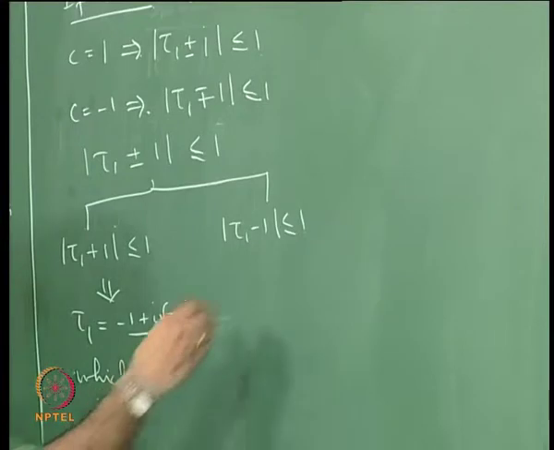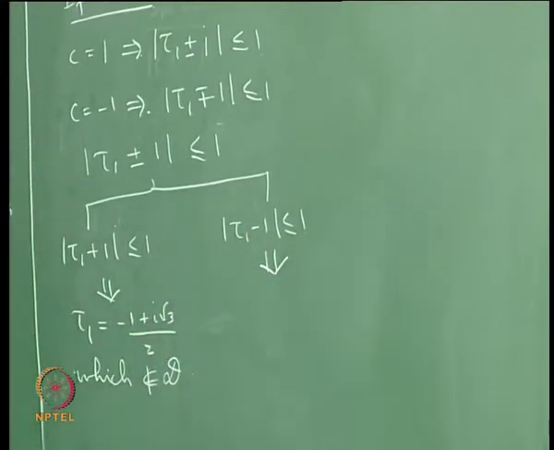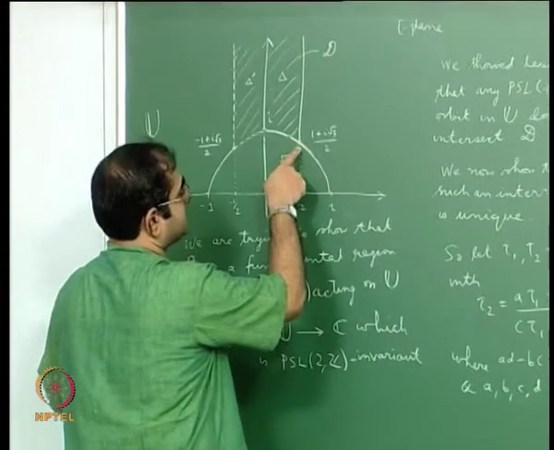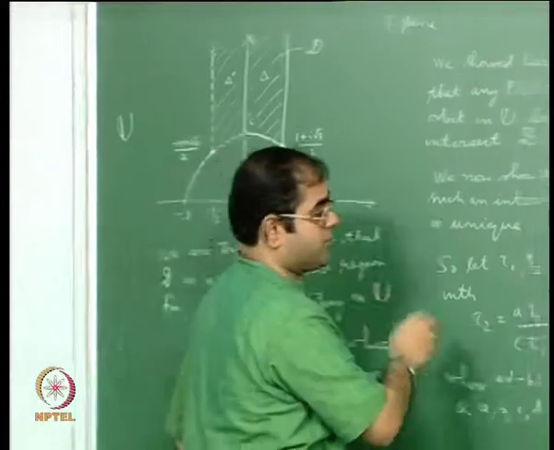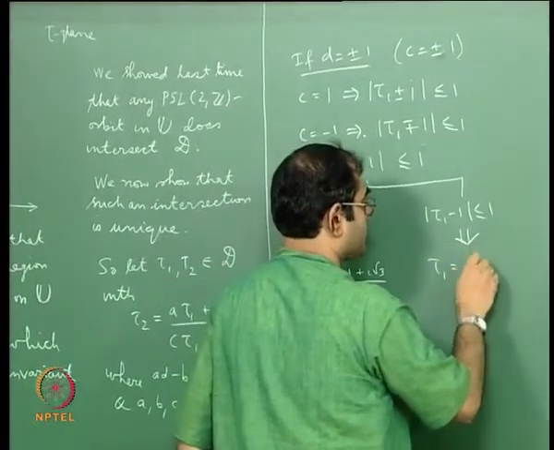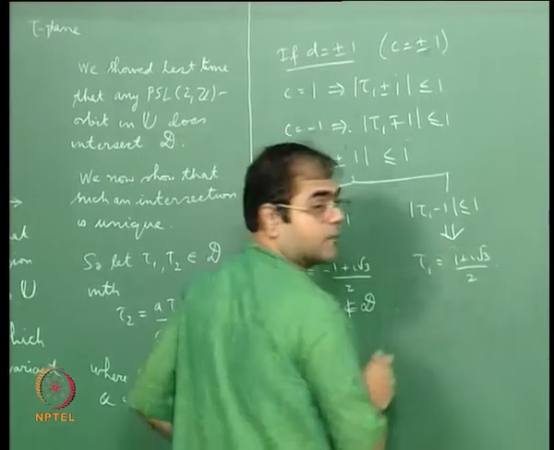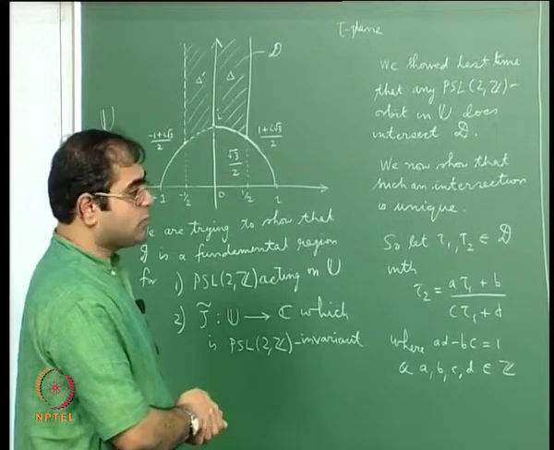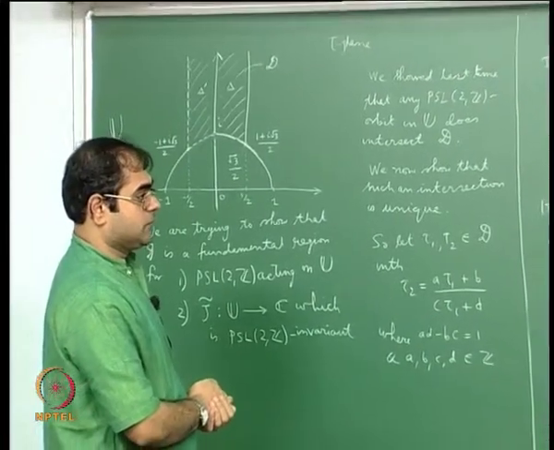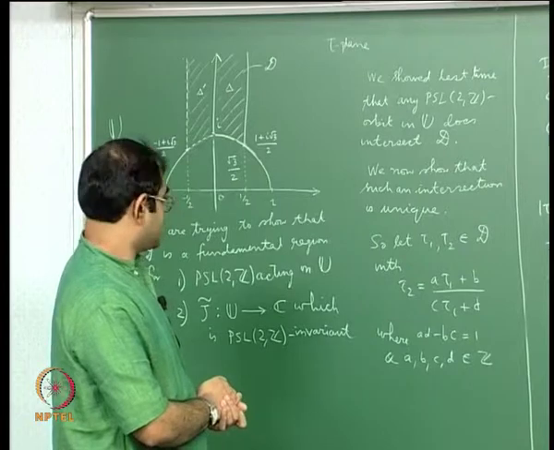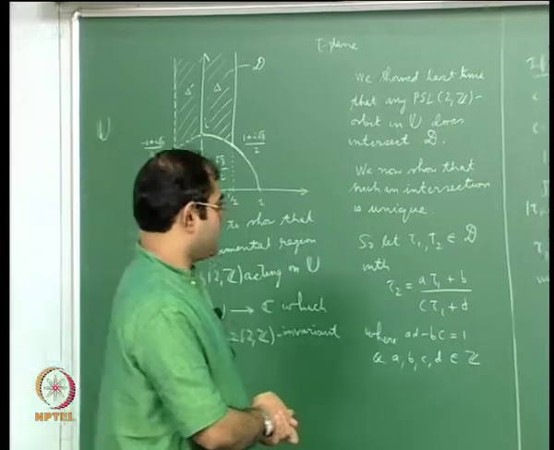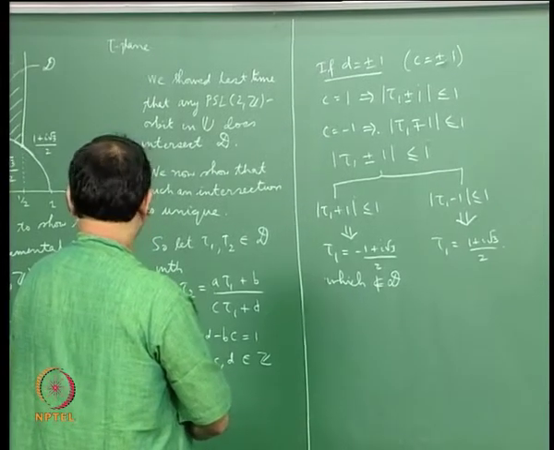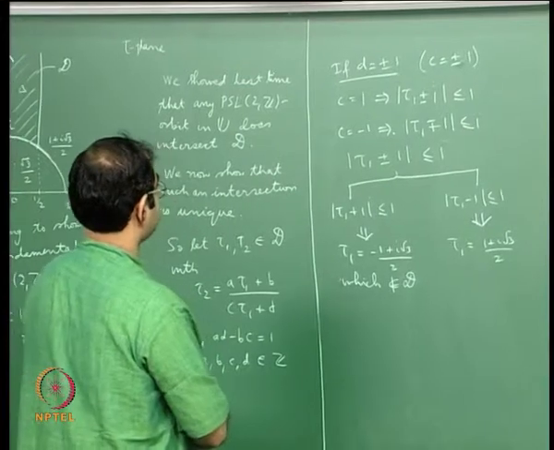Okay, and if I take this case, this says distance of tau 1 from 1 is less than or equal to 1, so this means that tau 1 has to be 1 plus i root 3 by 2. Okay, so this will give me tau 1 is equal to 1 plus i root 3 by 2. Okay, and then I will also have to say that tau 2 is equal to tau 1. So for that what I will have to do is look at what I have assumed in this case.